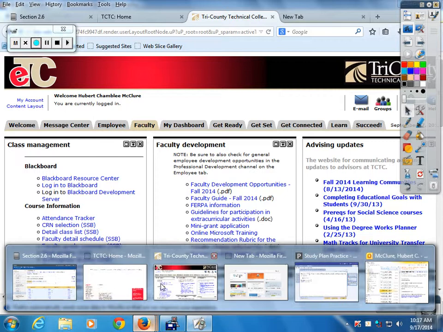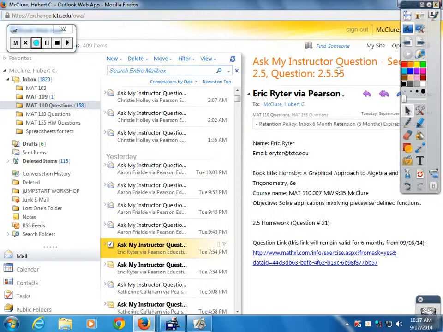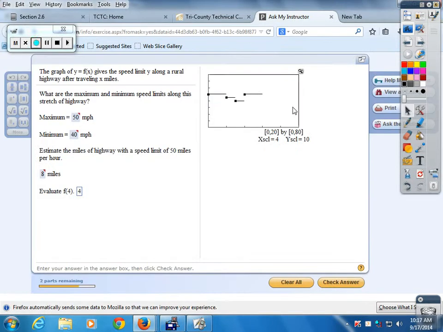Next one. 2.555/21. No, this one sucks. Yeah, this one is a stupid question.